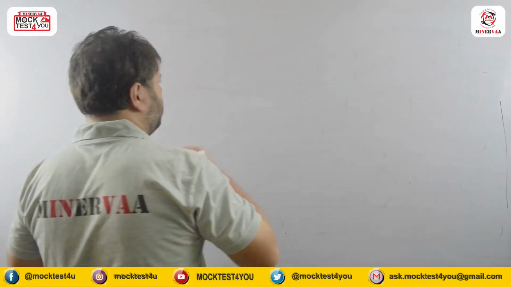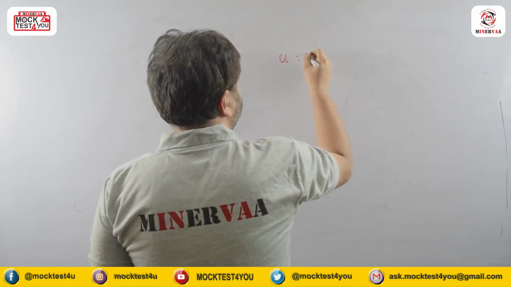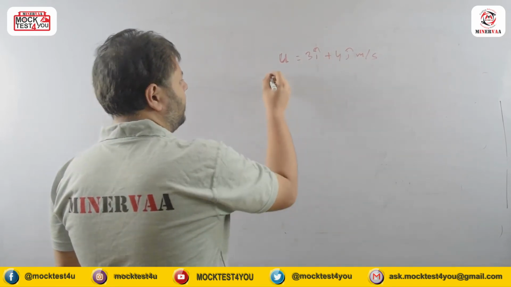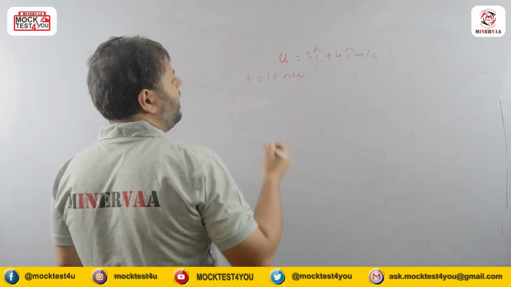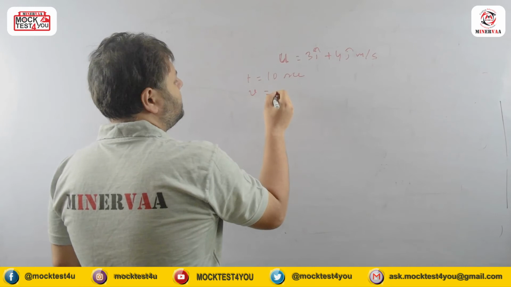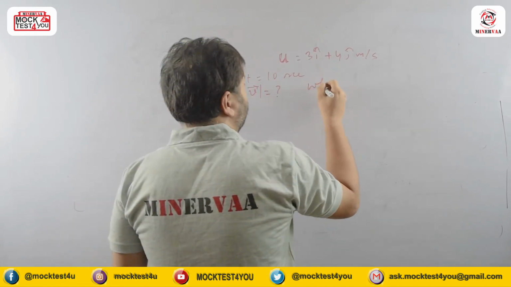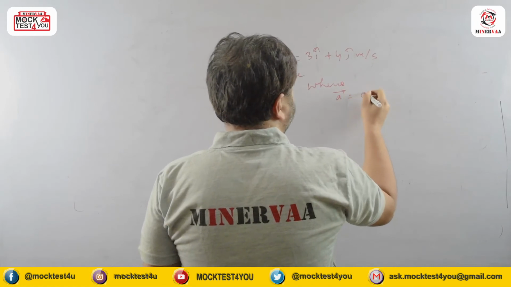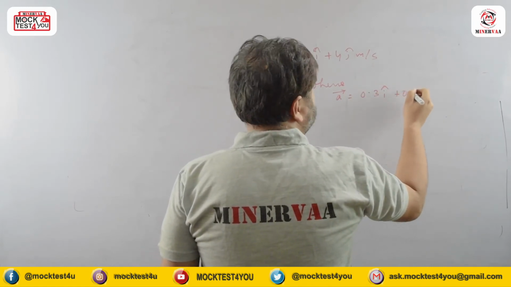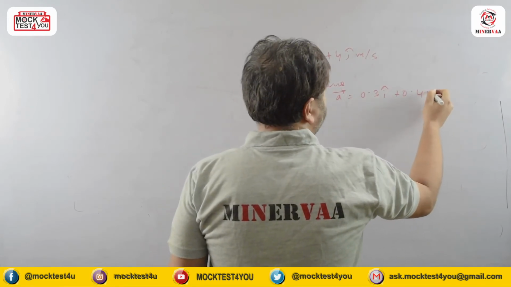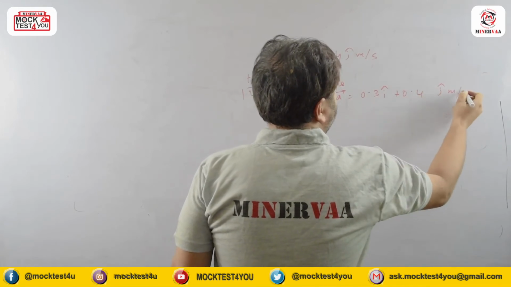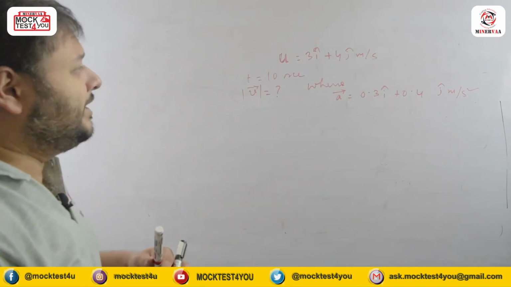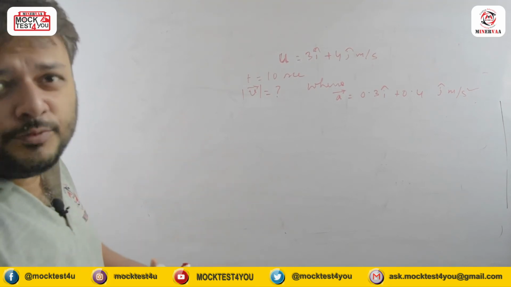So here we are in our next problem. Suppose a particle has an initial velocity of 3i cap plus 4j cap meter per second, and we have to find out the velocity after 10 seconds, obviously the magnitude of the velocity, where the acceleration of the particle, which is very important here, is given as 0.3i cap plus 0.4j cap meter per second square. So these are the things given. We have to find the velocity after 10 seconds. Students, don't get puzzled. It's a most easy question that we are discussing today.